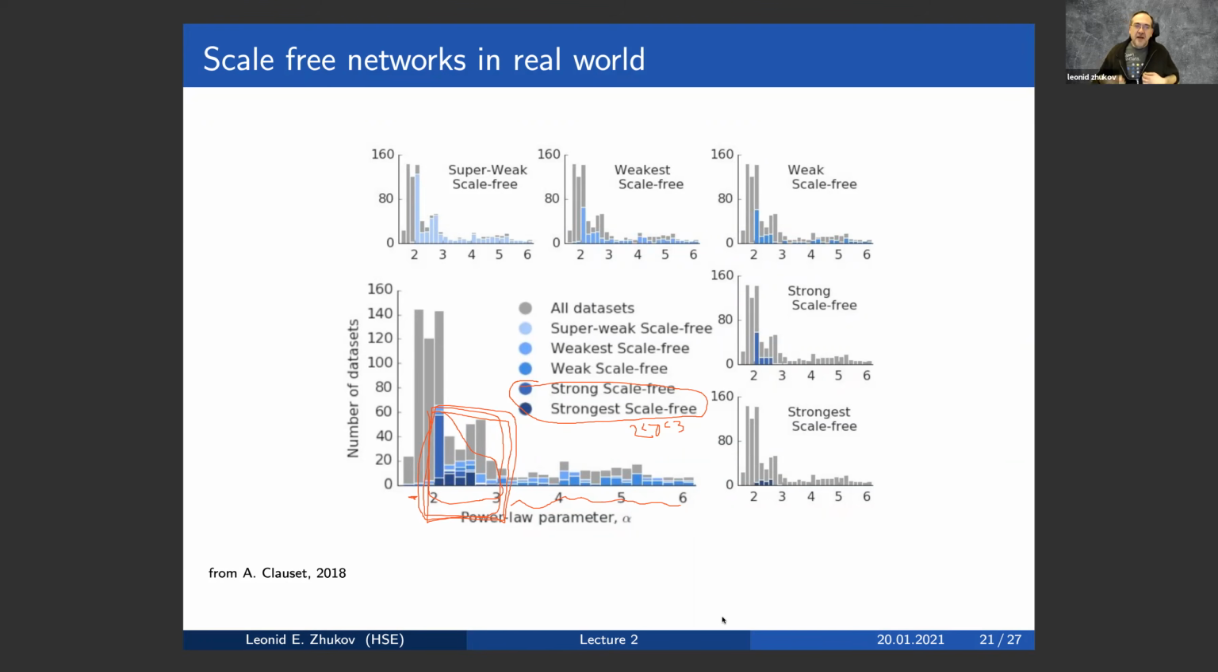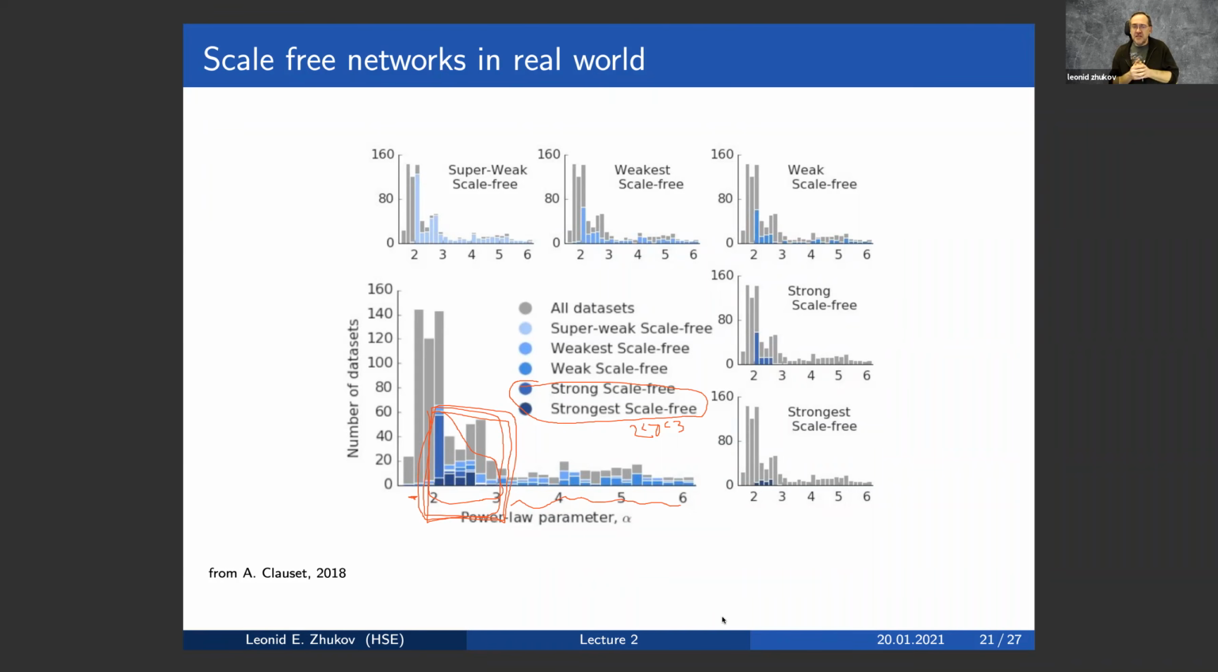So bottom line, today we think that there exist scale-free networks. Not all the networks in the world are scale-free, but there are quite a few of them. And those networks have this power law degree distribution. And for those networks, this gamma lies within this regime between 2 and 3.